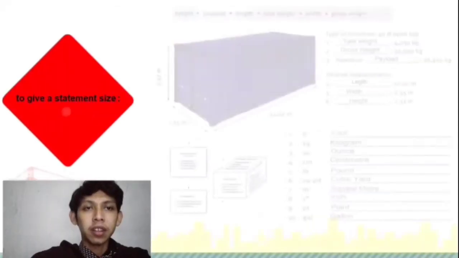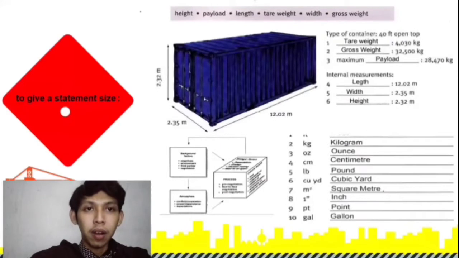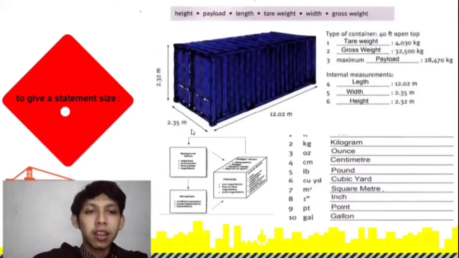Cardinal sentences are used to give a statement of size. As an example in that picture, I have a container image and there are types of size numbers. On that container I have a length of 12.02 meters and a width of 2.35 meters. The container has a height of 2.32 meters.